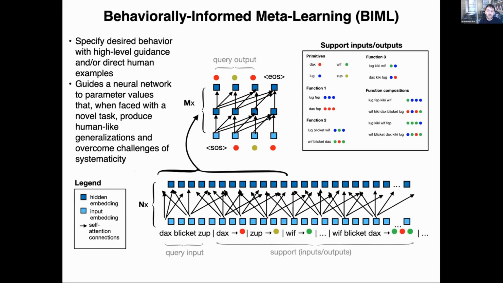So how do we do this? We're calling the approach behaviorally informed meta-learning, or BIML. It's also using a transformer architecture. It doesn't necessarily have to be, but a bit like Stephanie just described in her talk. The idea is that you specify desired behavior with high-level guidance and/or direct human examples. So you say, this is what I want my model to do. I want an inductive bias like this. And then you use meta-learning to guide a neural network to parameter values that, when faced with a novel task, produce human-like generalizations and can overcome some of the challenges of systematicity.